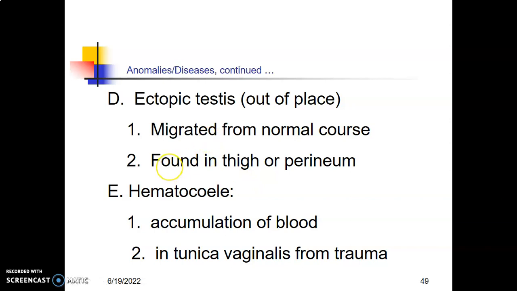Then we have what we call hematocele. Within the peritoneal membranes in the scrotum, if you accumulate blood, that's what we call hematocele. If you accumulate fluid, we call it hydrocele. So hematocele is accumulation of blood in the tunica vaginalis and it can occur after trauma.